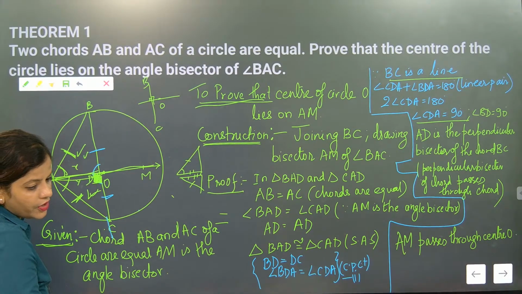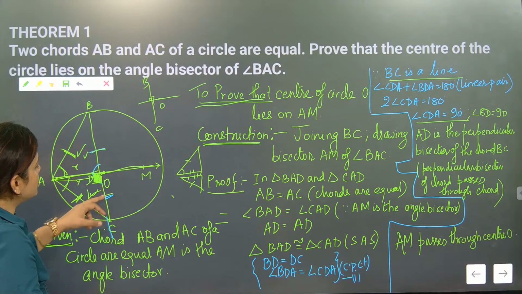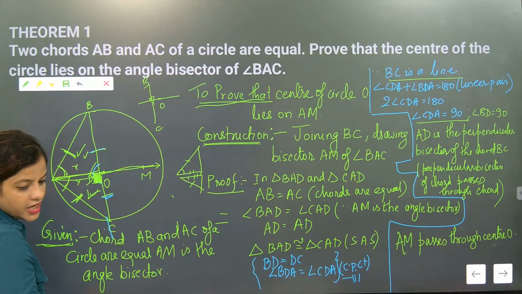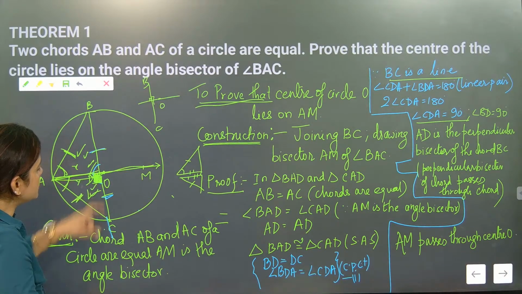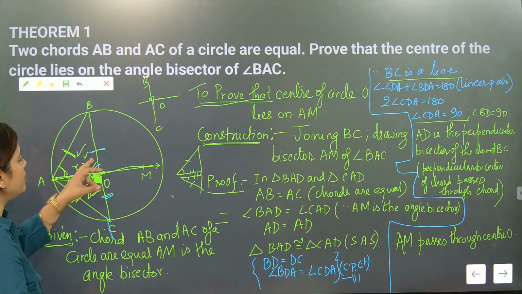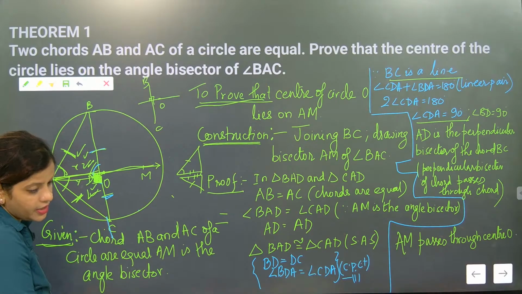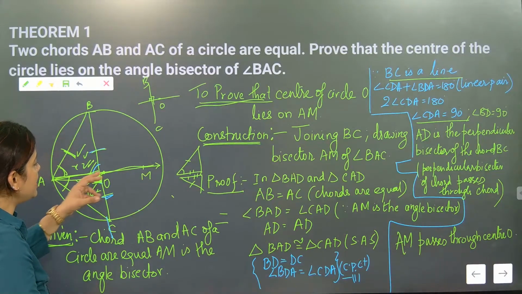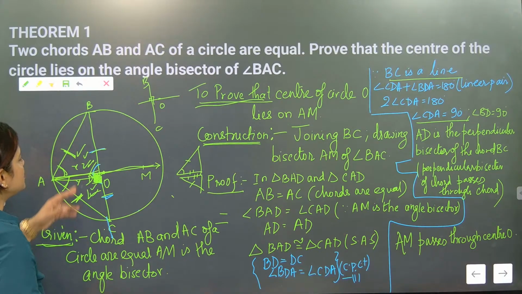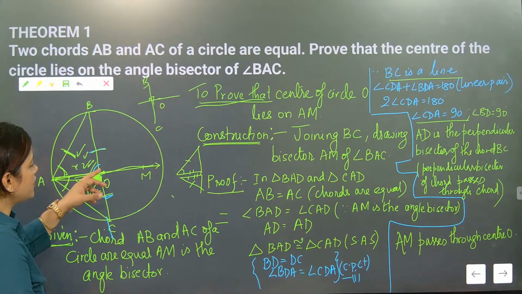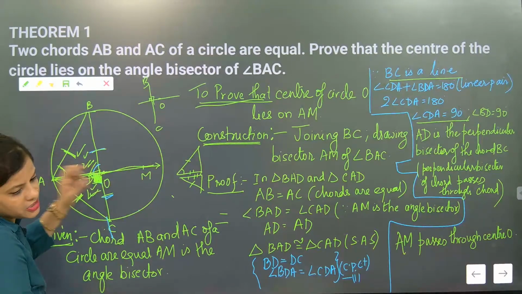Once these two are congruent, by CPCT, this side is equal to this side, and this angle is equal to this angle. Then the sum of these two angles is equal to 180 degrees. Then half will become how much, beta? 90 degrees. If this is 90 degrees, then any line joining the center to the chord is always at 90 degrees. That means the perpendicular bisector always passes through the center.